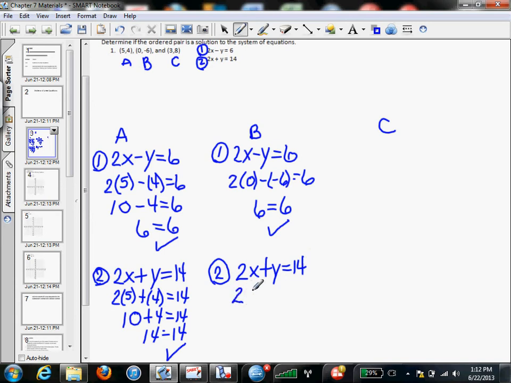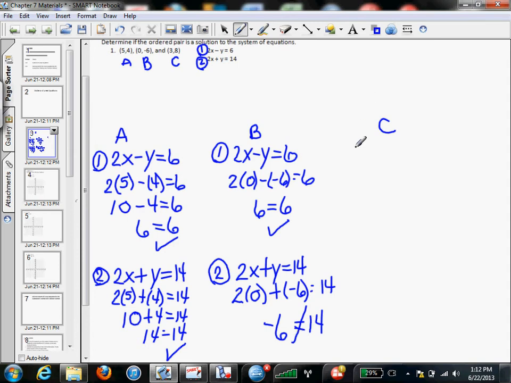So now we'll plug in our coordinates. 2 times 0 plus y, which is negative 6, equals 14. And when we solve this, 2 times 0 is 0, plus negative 6 is just negative 6, equals 14. And as you see, negative 6 is not equal to 14, so that is not a solution.